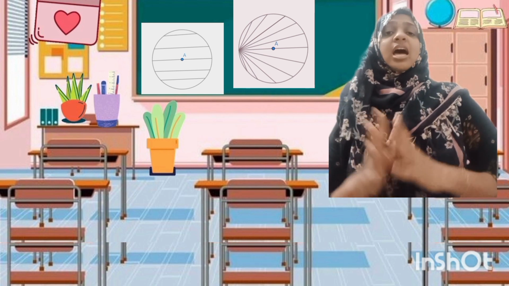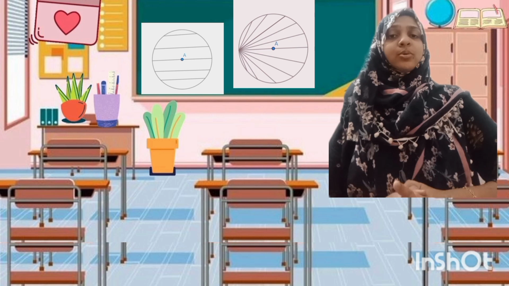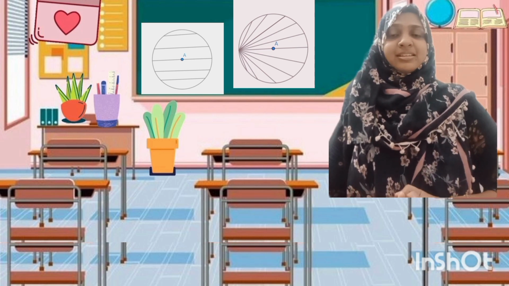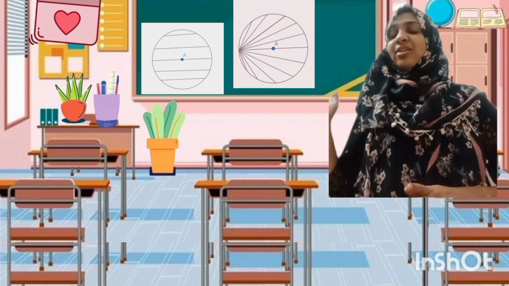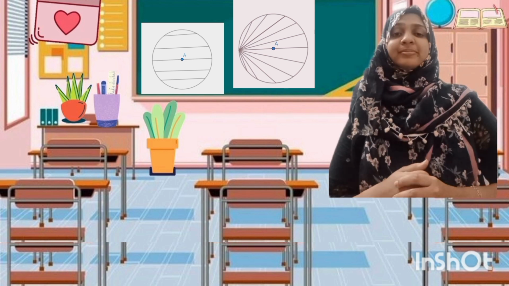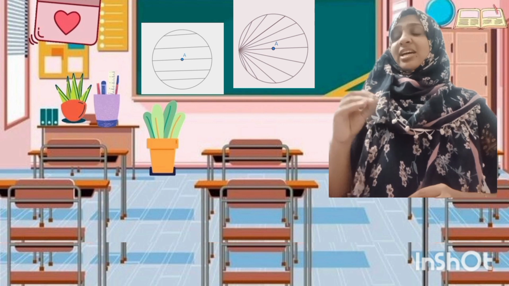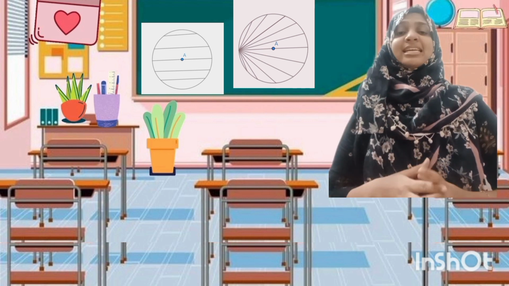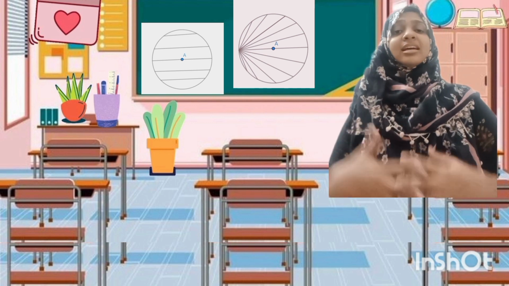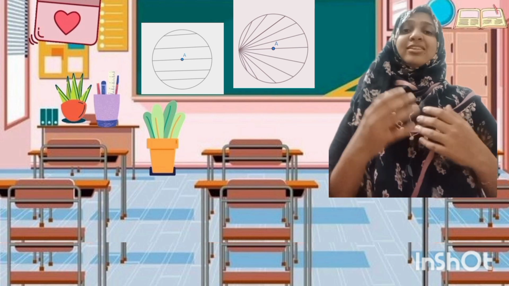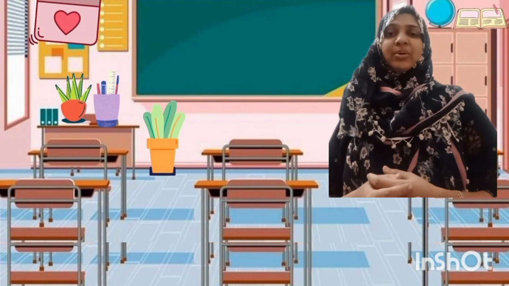So from this, how can you identify the equal chords? See, can you identify from that figure? The chords which are equidistant from the center are called equal chords. I will show it with a video example.